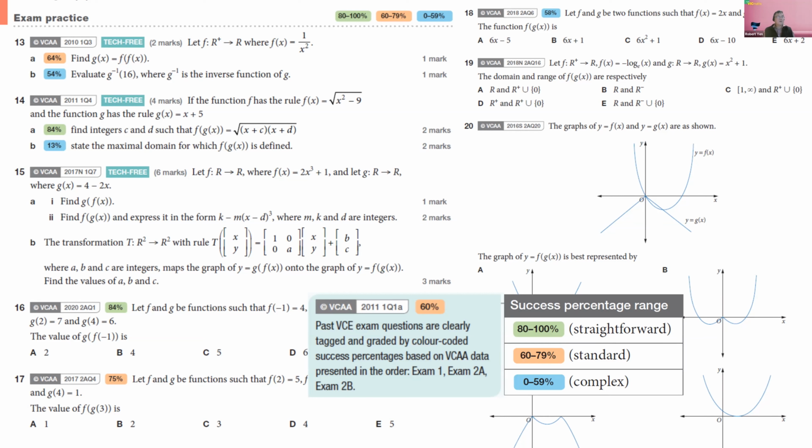And you'll notice that we've got success percentages there. These are based on the exam reports and actual VCAA data on how students went that year. And basically what a success percentage is, it's the average percentage mark for that question.